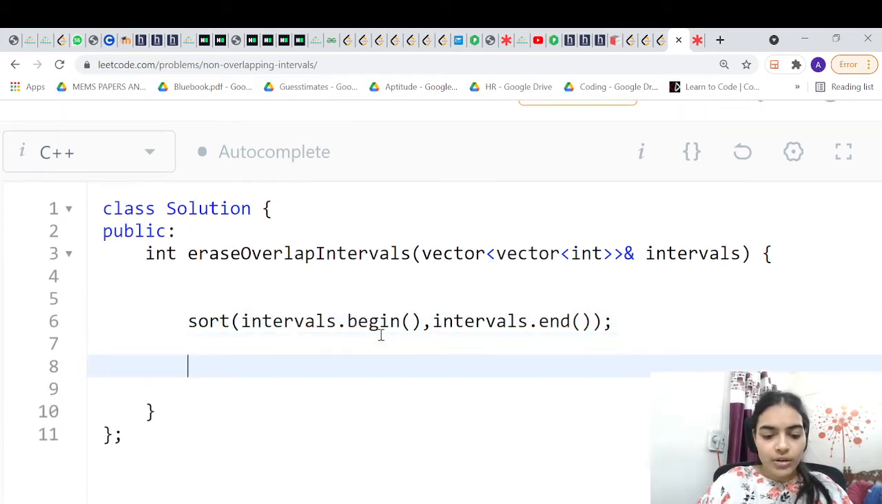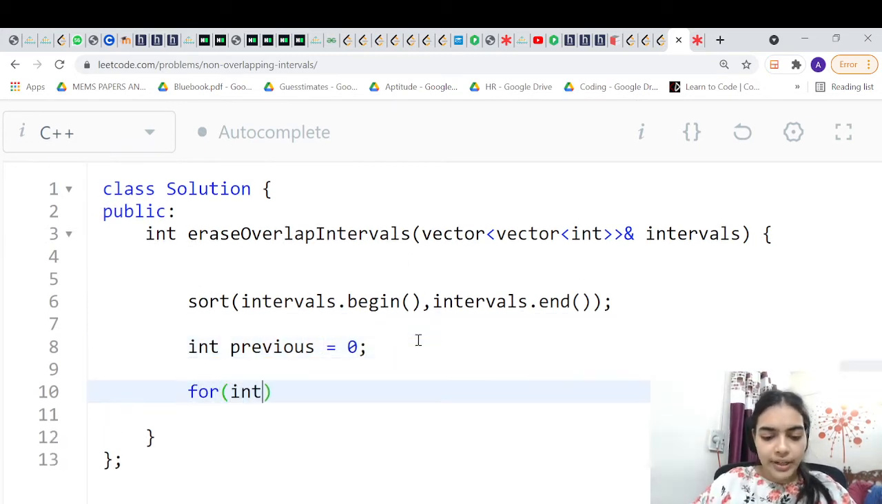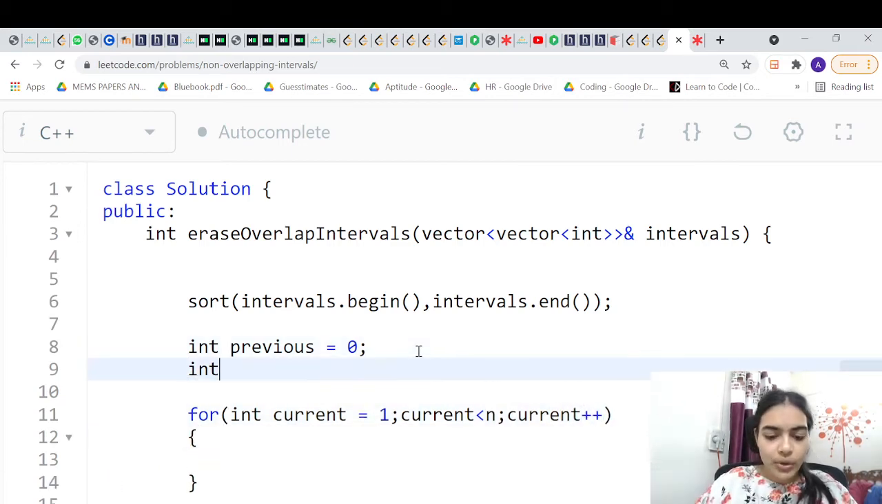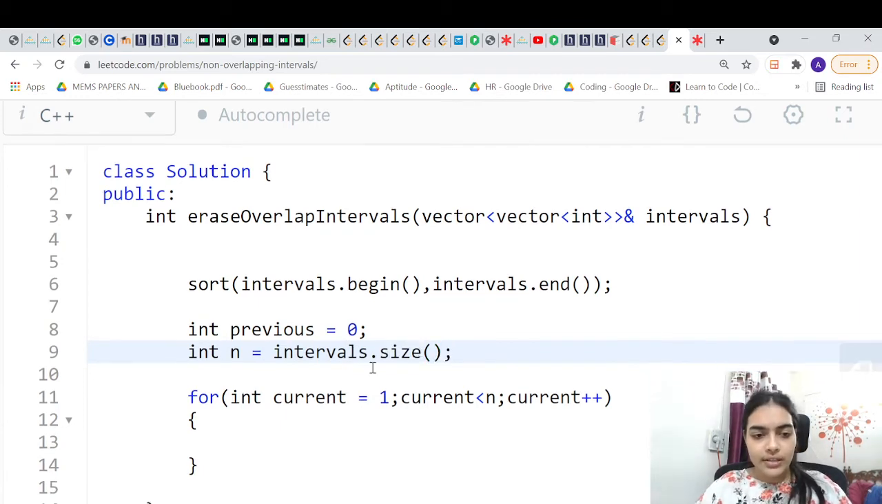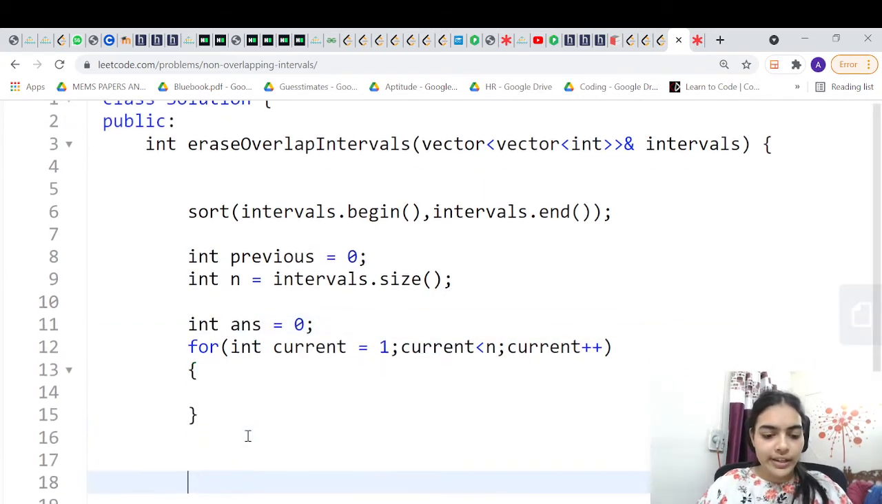Okay, now we will have to take two variables. One is the previous. Okay, previous is 0. And we will have to take another variable, current. So let us take current. Current is equal to 1. Current is less than n. Current plus plus. Okay, so what is n? N is the size of intervals. Intervals dot size. Okay, and we will have to declare another answer variable, right, which we will finally return.